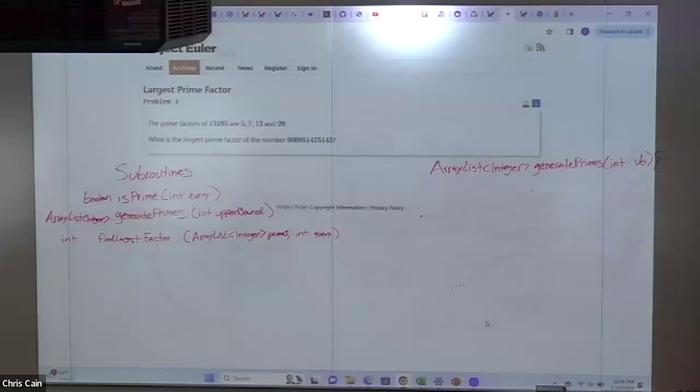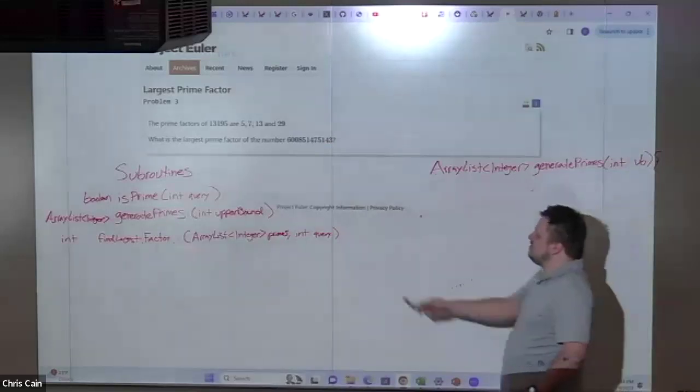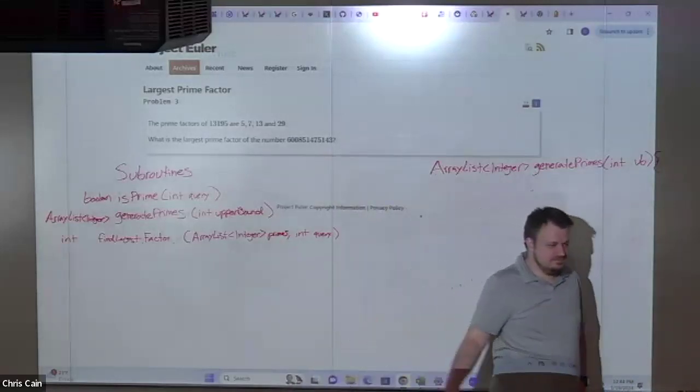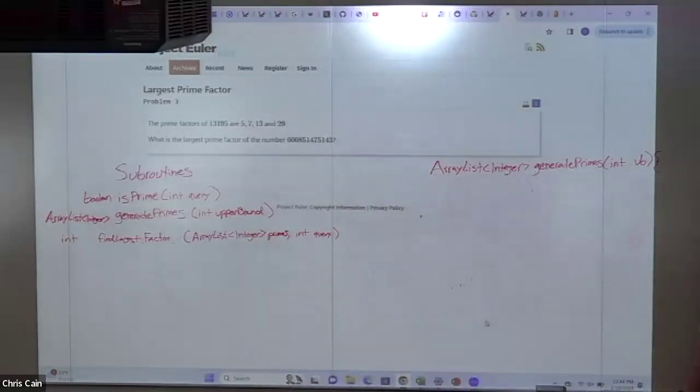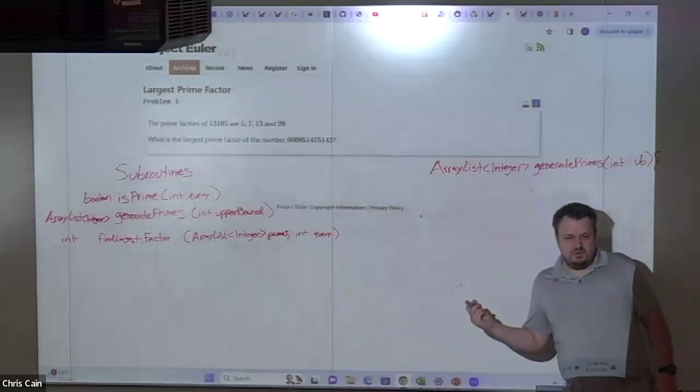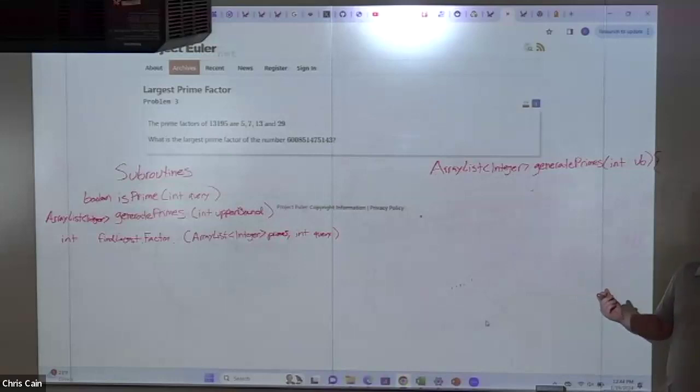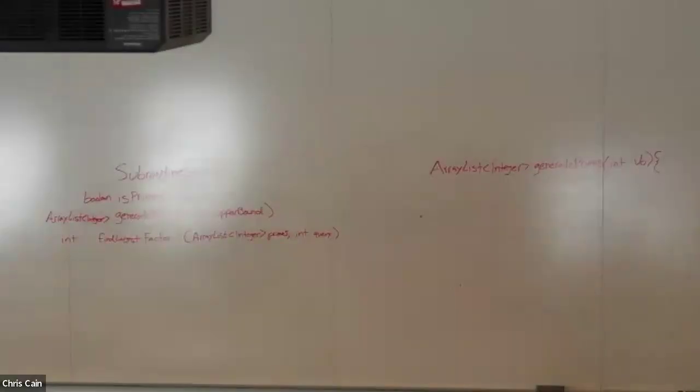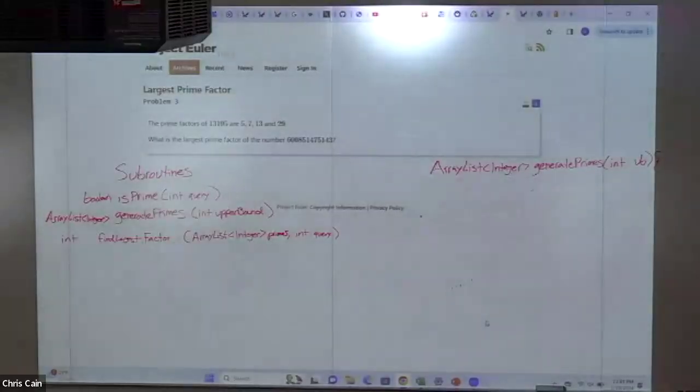What is this upper bound? What is the largest possible prime factor of a number? Square root. It's the same logic we had in is prime. If we're going to run into a prime factor that is larger than the square root, we would have run into its pairing factor before the square root. So instead of passing in the upper bound, we could pass in just the query and then say that the upper bound is going to be the square root of the query. That's probably the better way to do it.